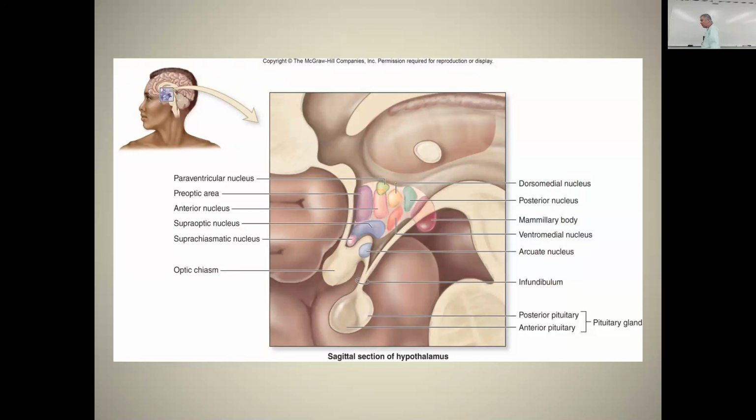Okay, and there are some of the areas, and you're not going to need to know all the names of these, like the ventral medial nucleus. I did mention the arcuate nucleus. I did mention the preoptic area and suprachiasmatic. There's the optic chiasma right underneath the hypothalamus. And of course, there's the infundibulum going down to the posterior pituitary and the anterior pituitary right next to it.